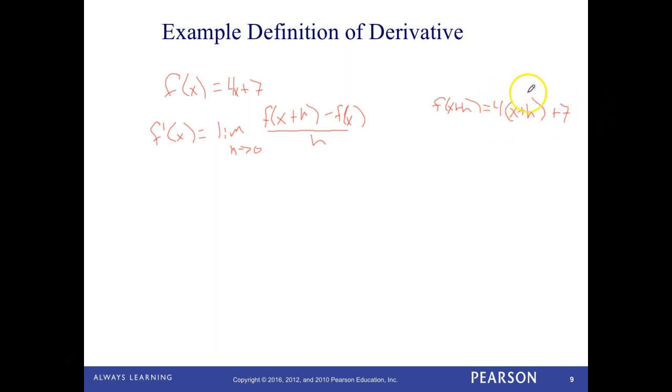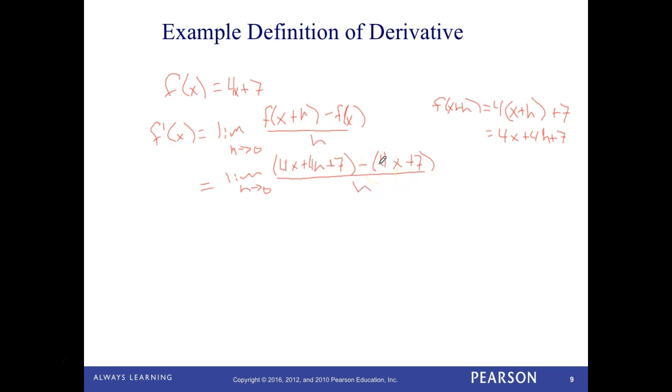So we can go ahead and distribute that 4 through and say this is going to be 4x plus 4h plus 7. So now I'm going to plug that in for f of x plus h here. So this is going to be the limit as h approaches 0 of 4x plus 4h plus 7 minus the function. So the function itself is just 4x plus 7, all over h.